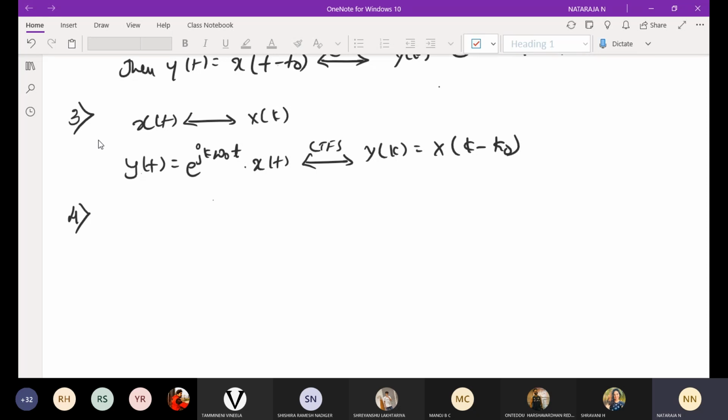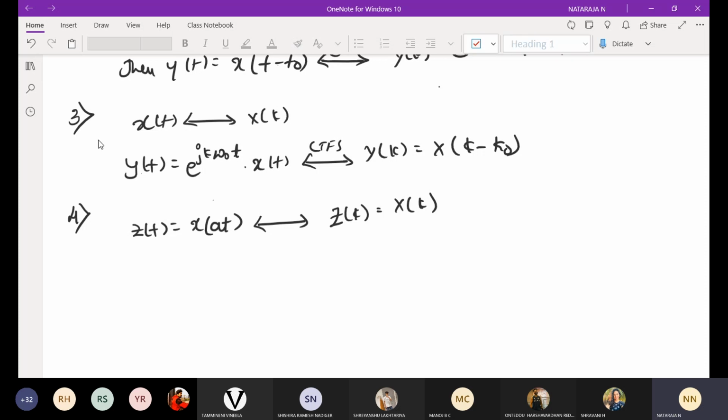Scaling, the fourth one. I will write directly z of t is equal to x of at. There I had taken n, here I have taken at. If I apply Fourier series, we will get z of k is equal to x of k. I am not going to get a into x of k, I am going to get only x of k.